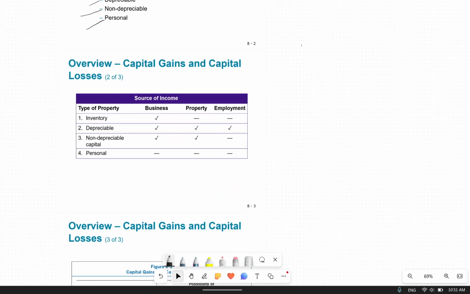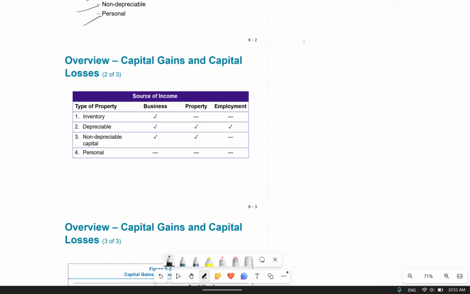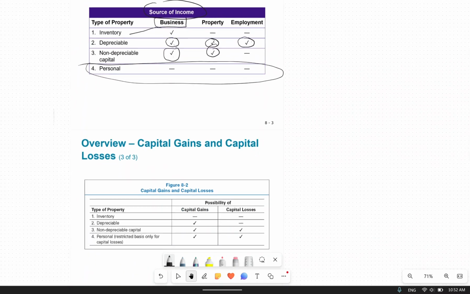Now, if you think about it, this is a good example. What properties are depreciable, what are non-depreciable, where do they sit when you dispose of that? If you have a personal property, it doesn't go anywhere. If it's inventory, it goes under your business. If it's a depreciable property, depending on where, it goes under these three sections. And if it's a non-depreciable property, it will only go under your business and your property. It does not go under employment.